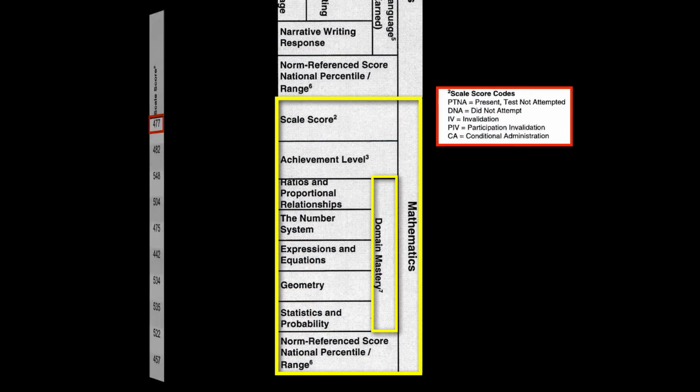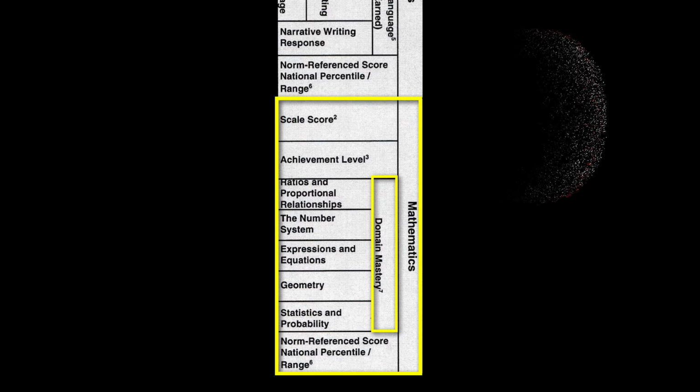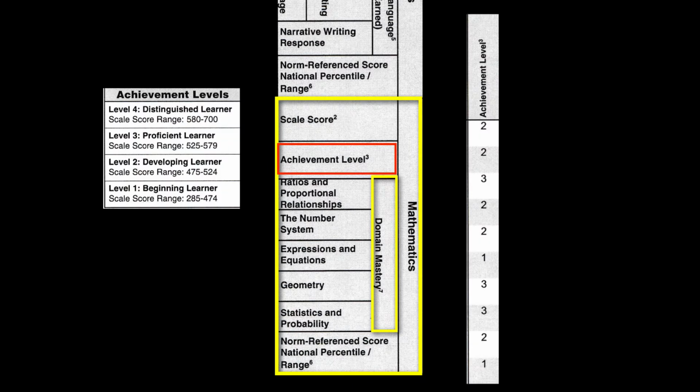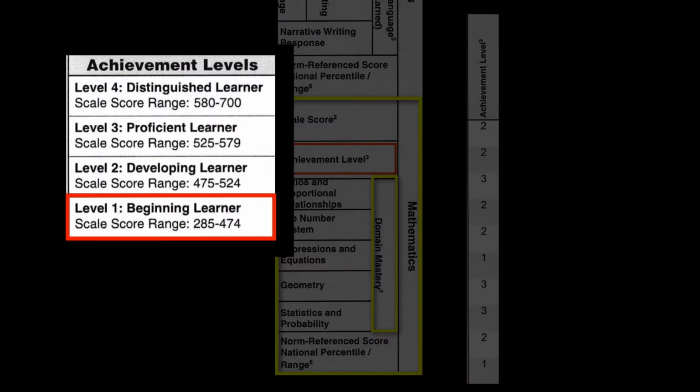Okay, next we have the achievement level. With the achievement level, there are four different achievement levels that a student can be ascribed. We have level one, a beginning learner; level two, developing learner; level three, proficient learner; and level four, distinguished learner.